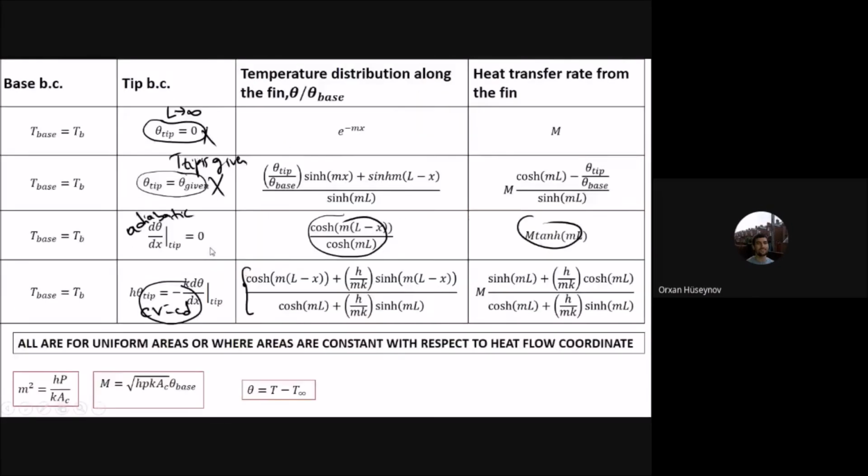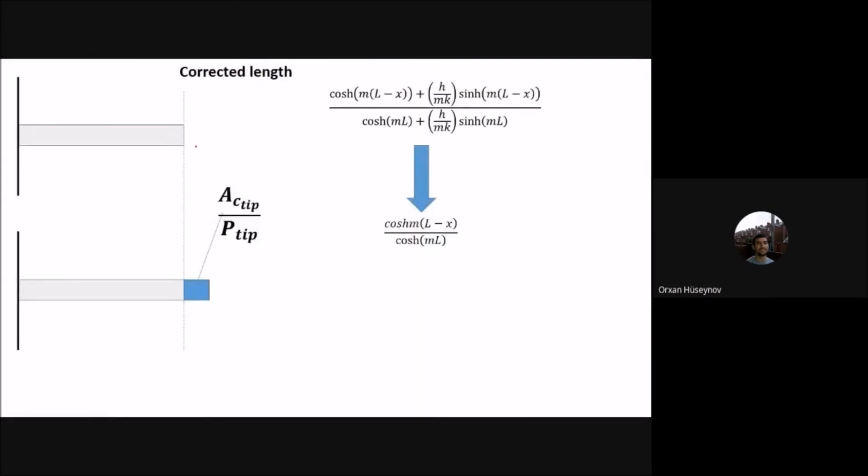Okay, so the corrected length is, if you remember, we have a fin surface where this part is exposed to the convective boundary condition at the tip. But most of the time, we can convert it into an adiabatic tip by adding this ratio. If we add this ratio to the tip, this converts into the corrected length, because we have a length here, and another length added, and these two together are called the corrected length.